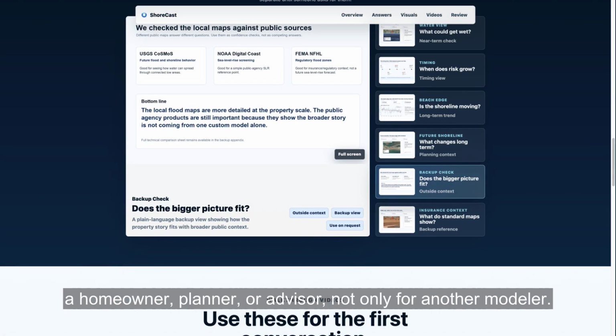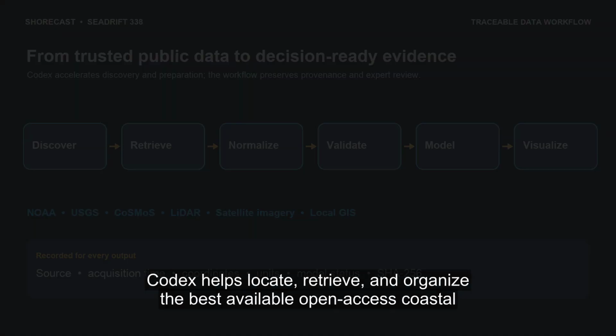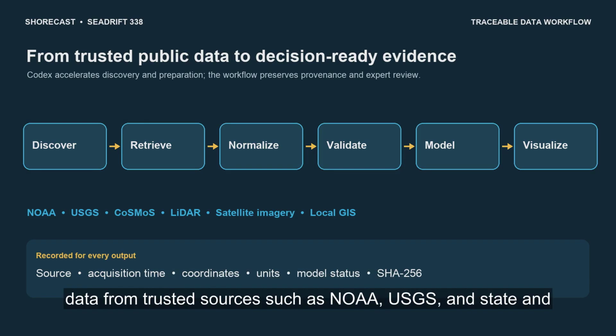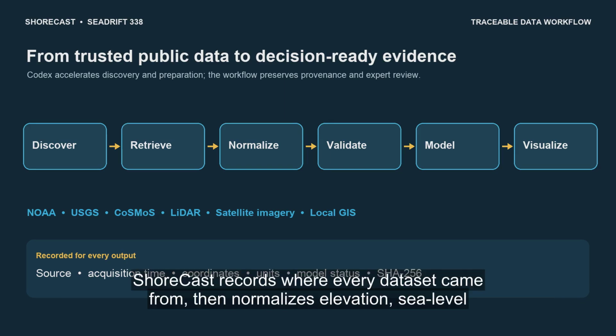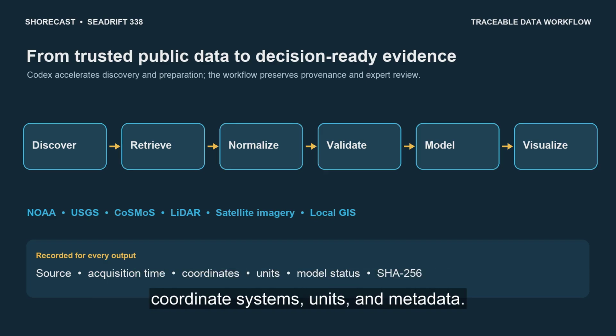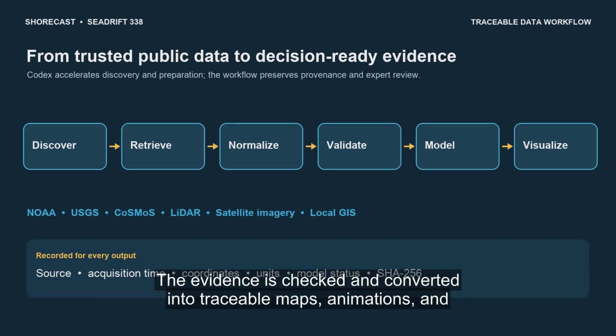Codex helps locate, retrieve, and organize the best available open-access coastal data from trusted sources such as NOAA, USGS, and state and local agencies. ShoreCast records where every dataset came from, then normalizes elevation, sea level scenarios, waves, shoreline change, property information, and numerical model output into consistent coordinate systems, units, and metadata. The evidence is checked and converted into traceable maps, animations, and decision-ready visualizations.